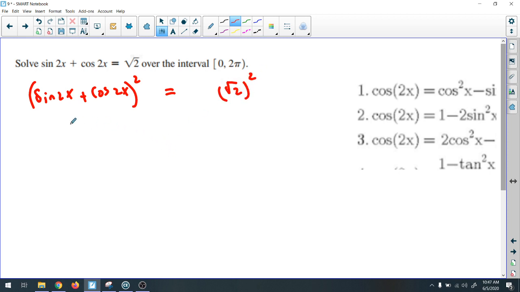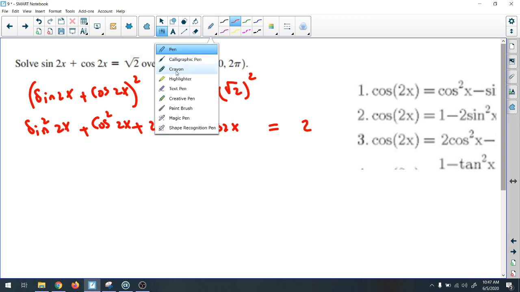Square both sides. When you square sine 2x plus cosine 2x, first square the first term, it's sine square, plus square the second, it's cosine square, plus sine cosine plus cosine sine is 2 sine cosine, 2 sine cosine 2x, equals the right side. When you square radical 2, it will be 2.